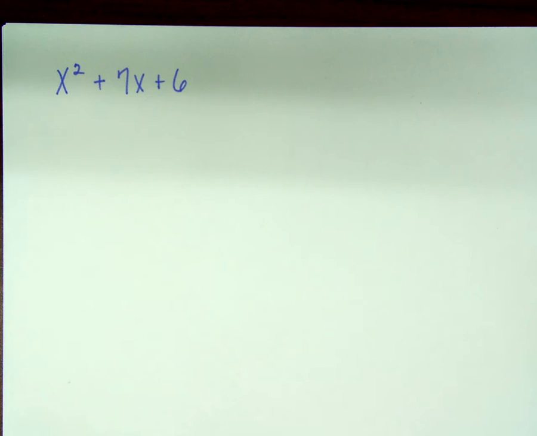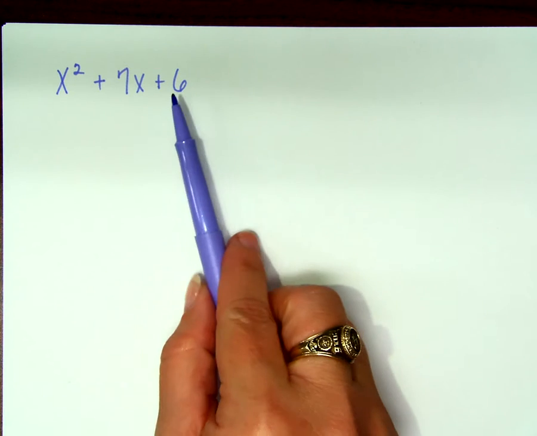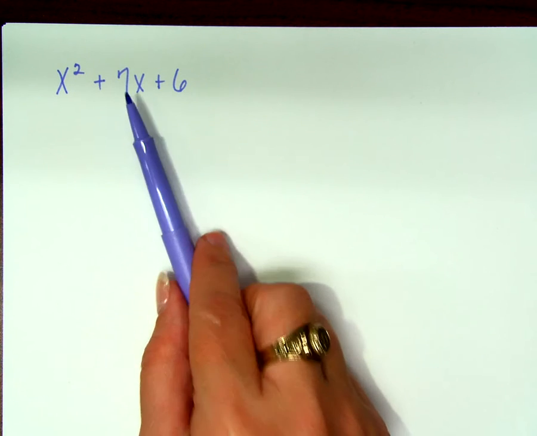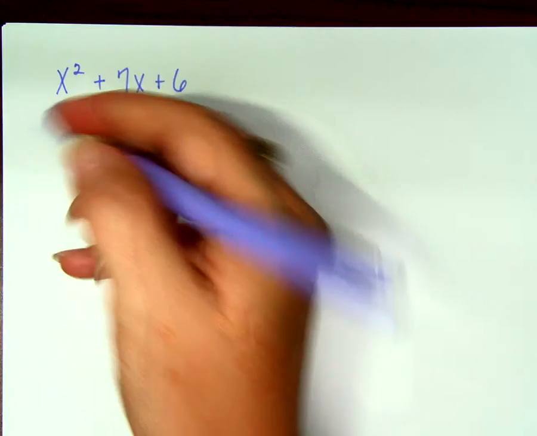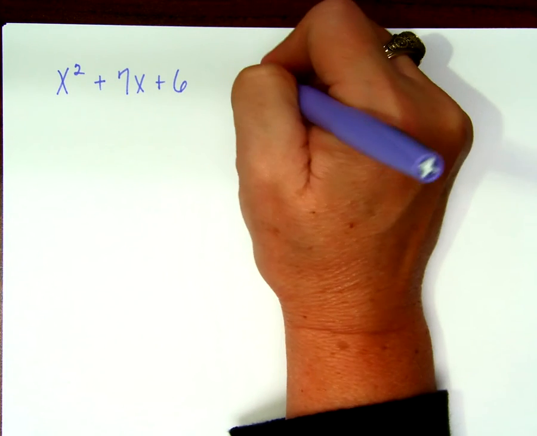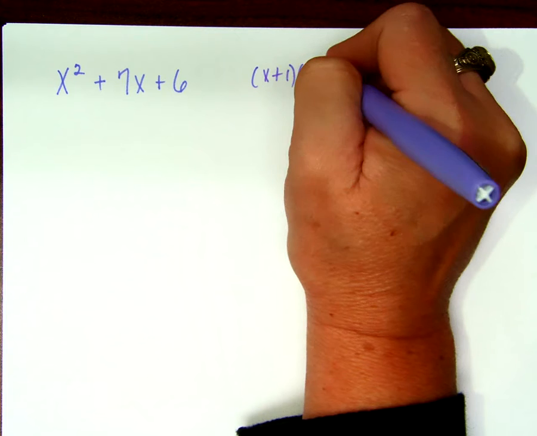Do you remember how to do this? No. Oh, yes. Yes, how do you do this? They have to multiply to be the end, add to be the middle. So what is the answer? x plus 1, x plus 6. Okay. I know that the answer is x plus 1, x plus 6.